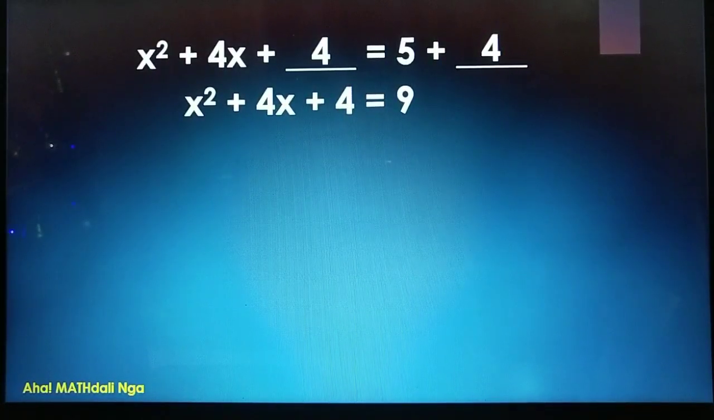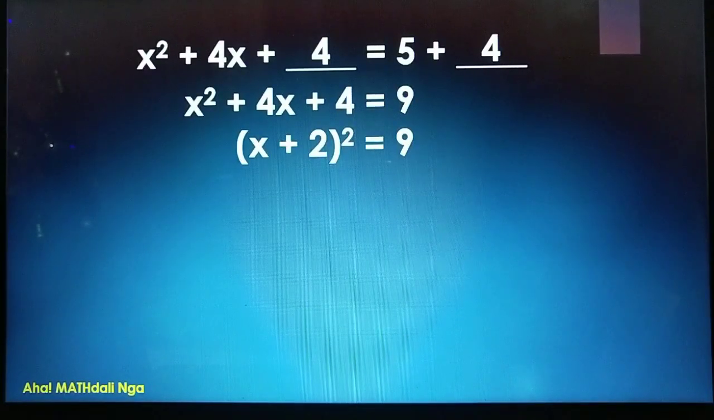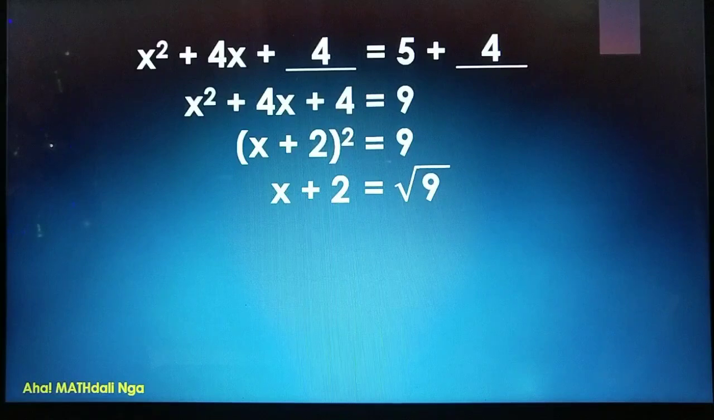So in our equation, x squared plus 4x plus 4 is a perfect square trinomial. Let's factor it. So the factors are the square of x plus 2, then copy 9. Next, we will copy the binomial x plus 2 equals the square root of positive 9. The square root of positive 9 is positive 3 and negative 3. So we have x plus 2 equals positive or negative 3.